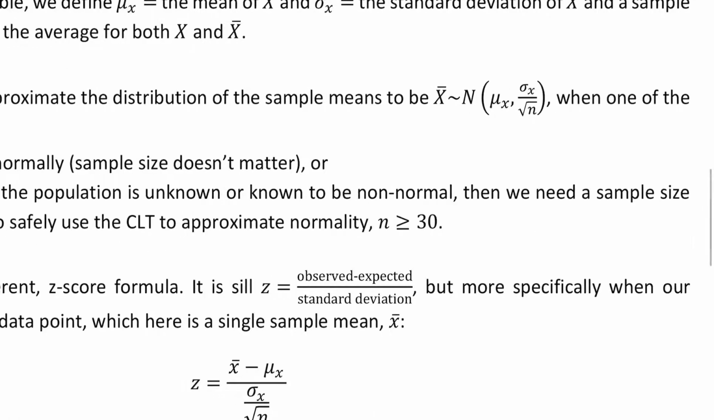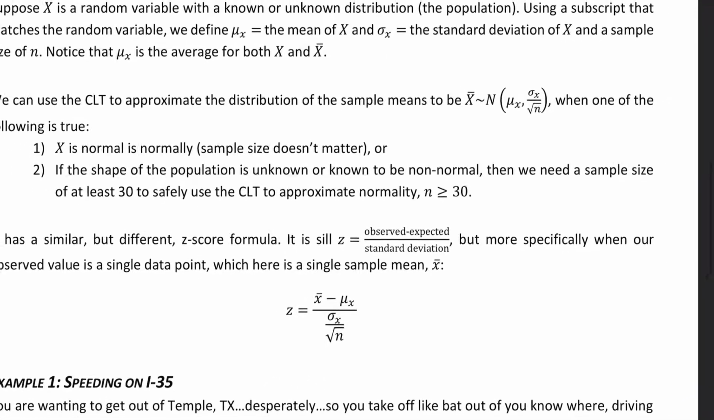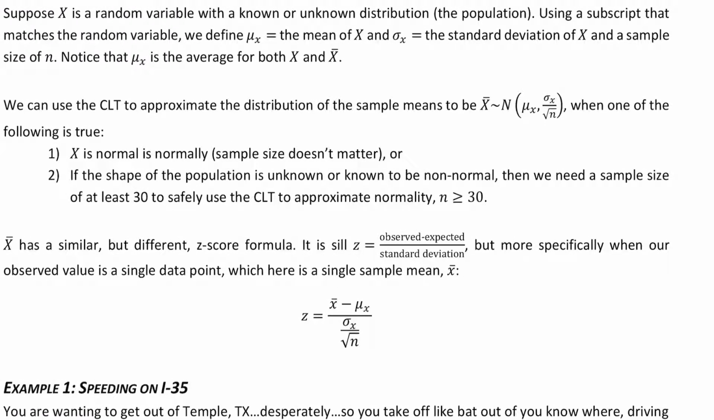We get that it's normal when one of these two things is true. One, the distribution of x, which is the population distribution, is normally distributed. I need to correct that. That should read x is normally distributed. So if x is normally distributed, then the sampling distribution is also going to be normally distributed.